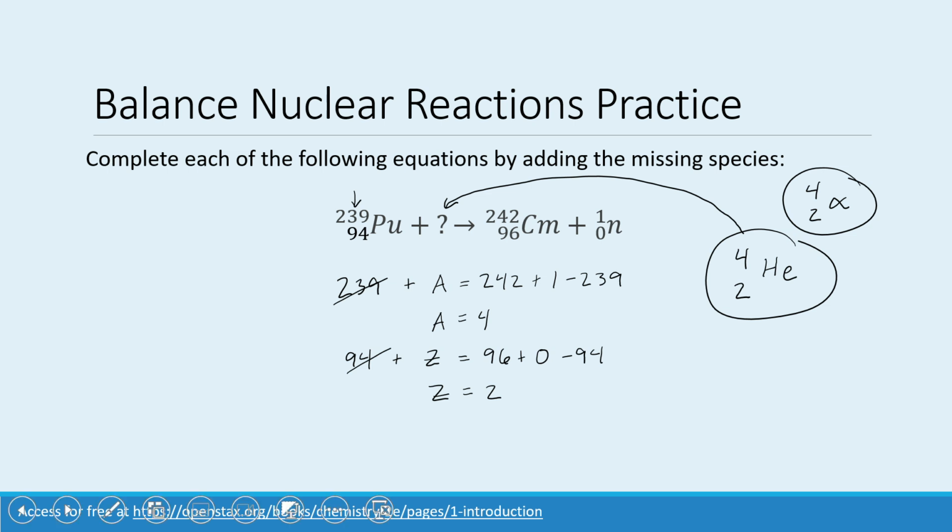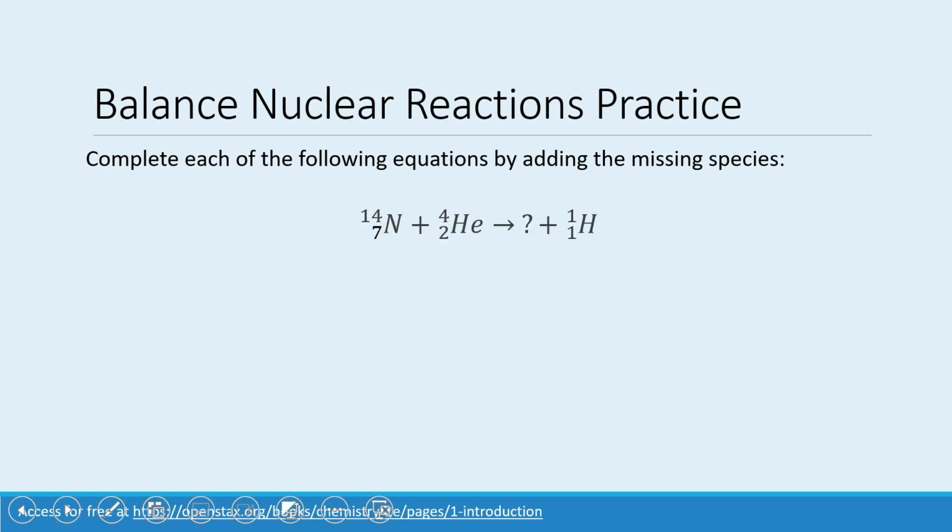Okay, let's do one more. Again, we're going to add up the mass numbers on both sides. So we get 14 plus 4 equals the mass number of the unknown plus 1. So subtract 1 from both sides, and we get the mass number is equal to 17. And do the same thing for the atomic numbers. We've got 7 plus 2 equals the unknown plus 1. And so subtract 1 from both sides, and we get the atomic number equals 8.